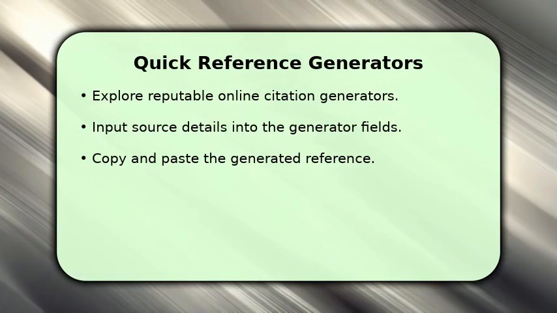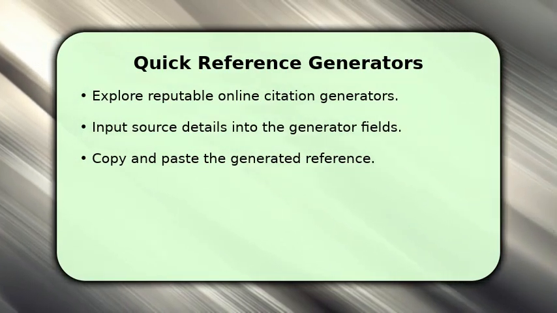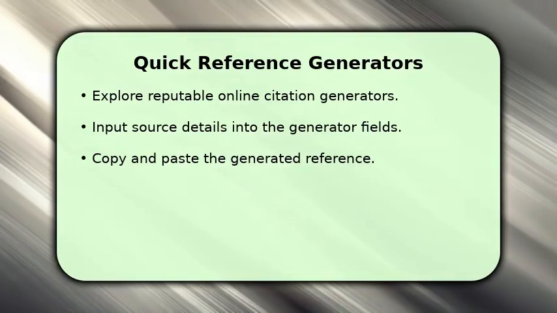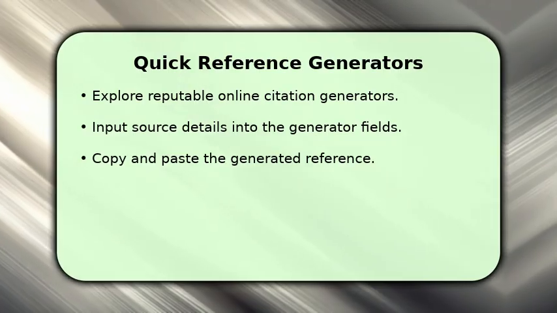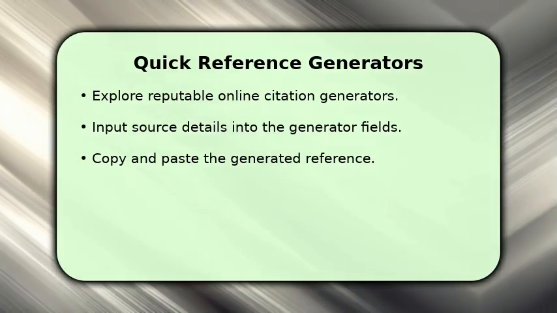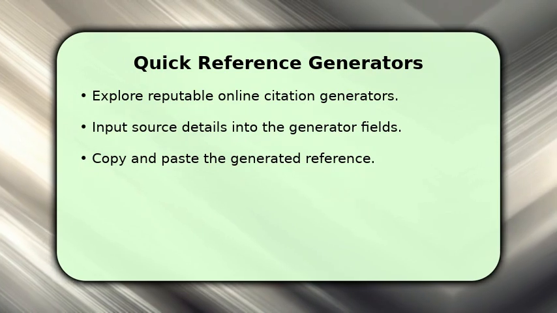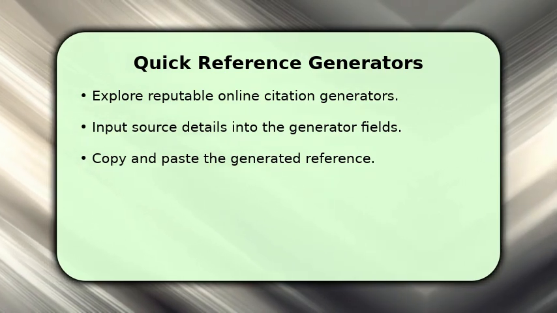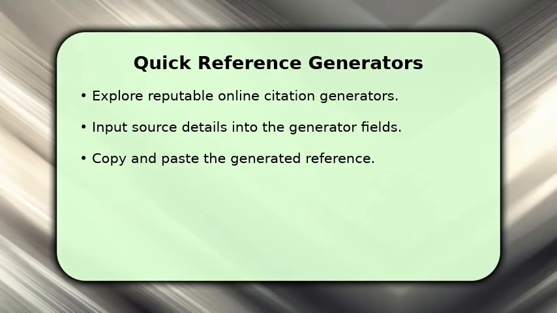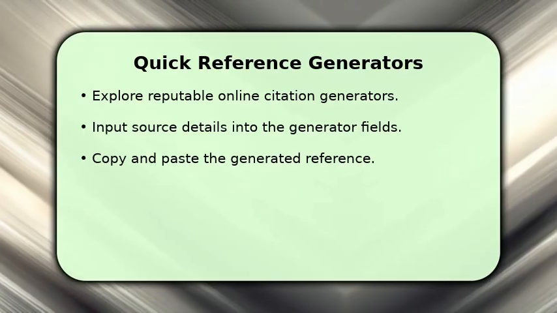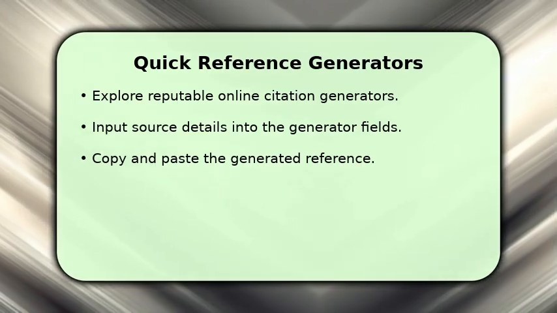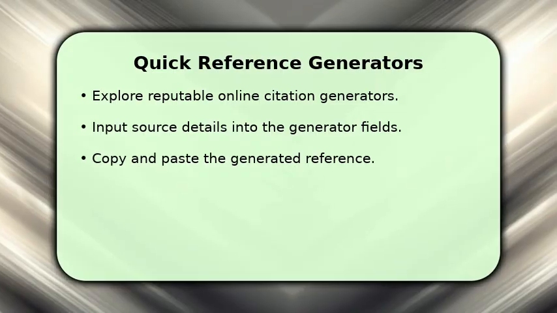To make the process even easier, consider using online citation generators. Websites like Purdue OWL or Zotero Bib are excellent resources. Simply input the author, date, title, and source information into the designated fields. The generator will then produce a correctly formatted APA reference for you to copy and paste. Always give it a quick review to ensure all details are accurate before finalizing your list.